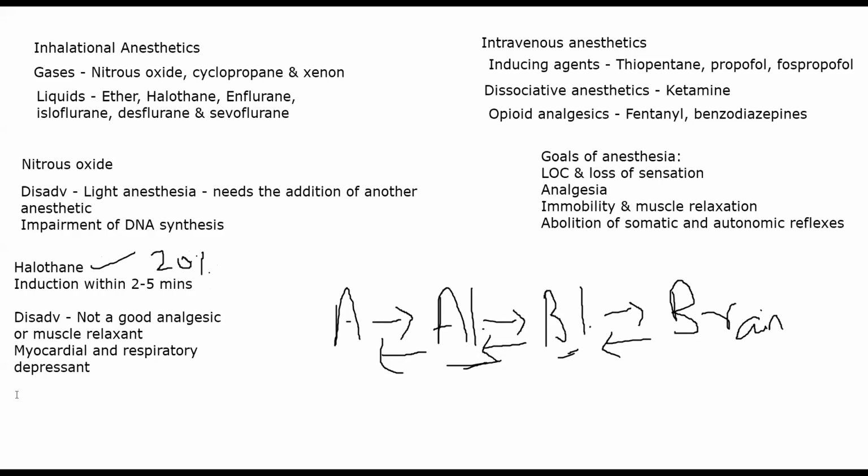So, metabolite of halothane may cause fatal severe hepatitis. Okay. In 1 in 50K patients. So 1 out of every 50,000 patients is susceptible to, or will have, fatal severe hepatitis. 1 in 50,000 patients who are given halothane.